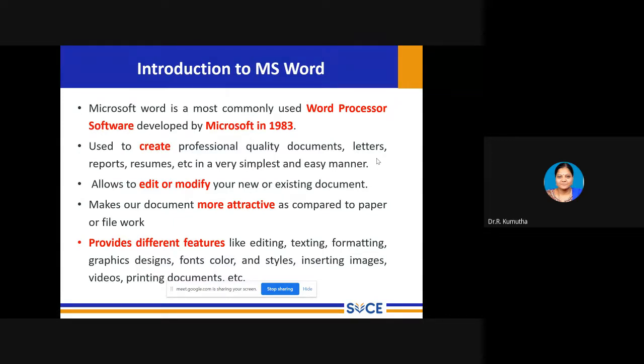And you can include designs or graphic designs or shapes or smart arts, or you can change the font color, size, and font styles, and you can insert images, and also insert videos, etc. So this MS Word in general has got a lot of features. We can make the document more attractive by using the several features available in MS Word.